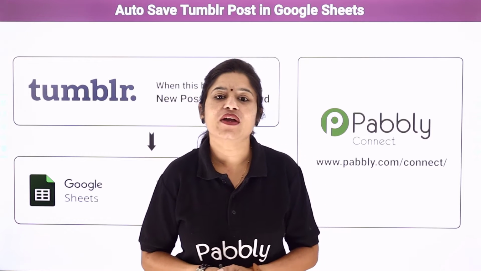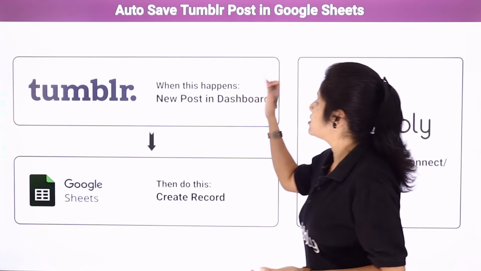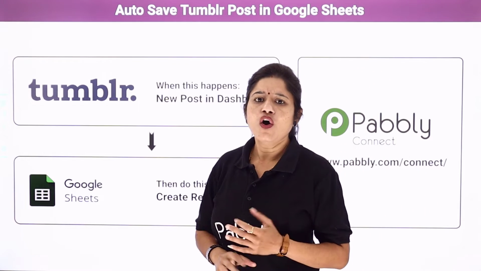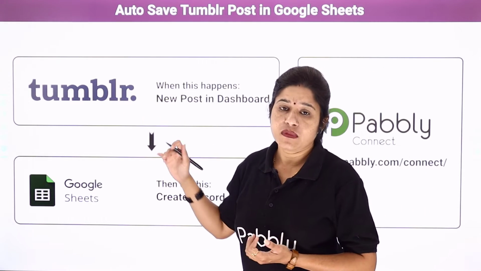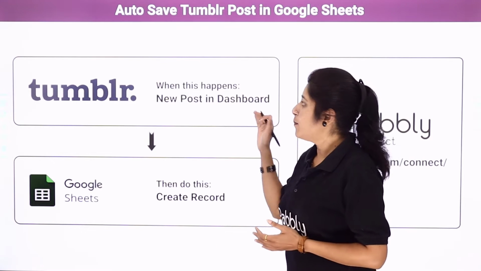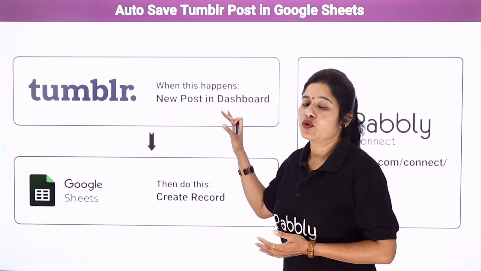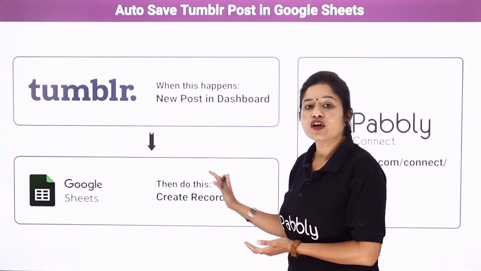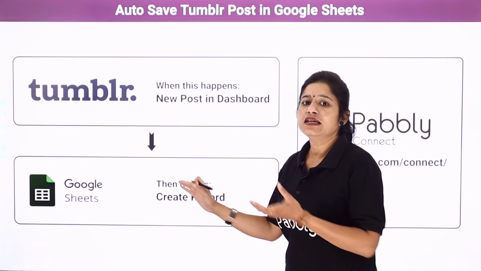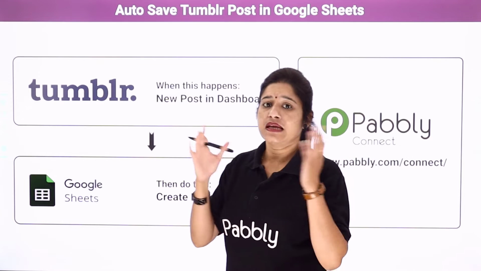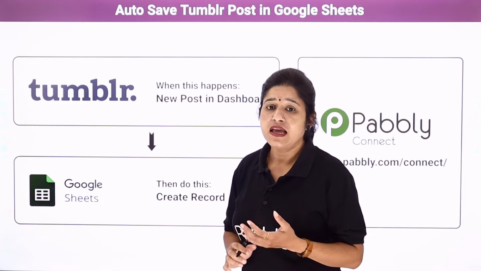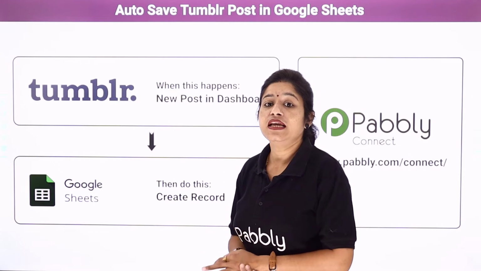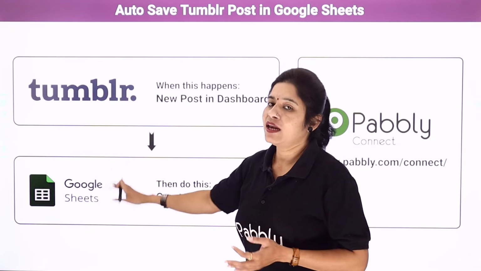So in this video we are going to learn how you can auto-save Tumblr posts in Google Sheets. The idea here is that you are a blogger or a frequent Tumblr user. Whenever you upload a new post into your dashboard, automatically the details of the post should be saved as a new record in your Google Sheets, so that a database can be created and you can access all your posts in a specific place, and it can also avoid duplications. For this we need to create a connection between Tumblr and Google Sheets.